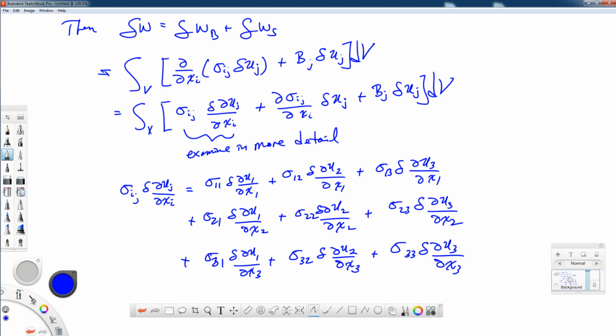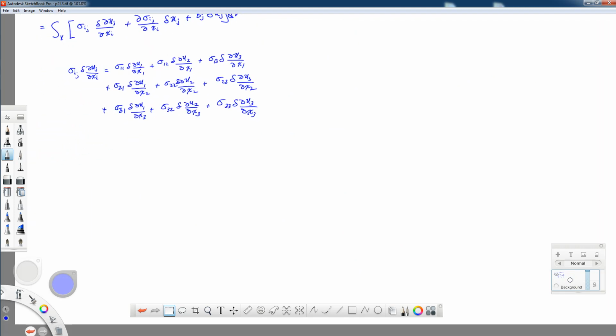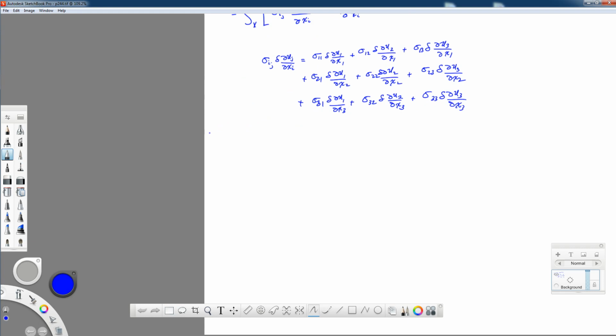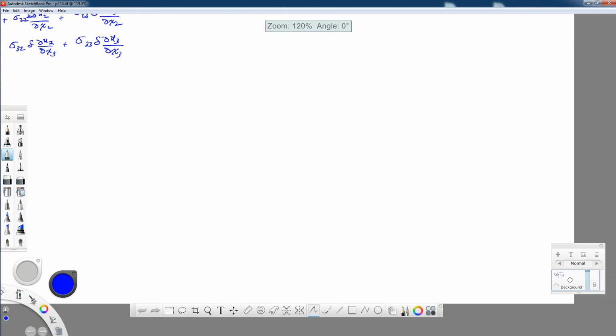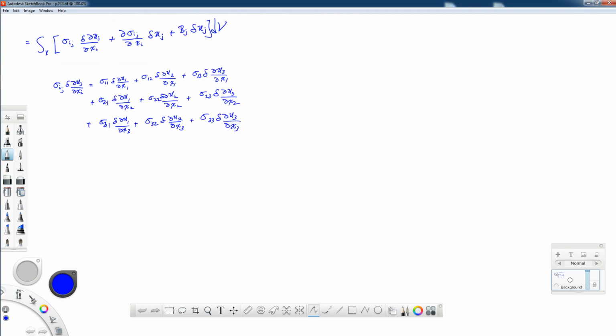Let me make a little bit of room. Now, for small deformation strains, we know that we have the relationship epsilon ij. Let's see if I can get that fixed there. Small strain relations: epsilon ij is equal to 1/2 times the partial derivative of u sub i with respect to x sub j plus the partial derivative of u sub j with respect to x sub i.